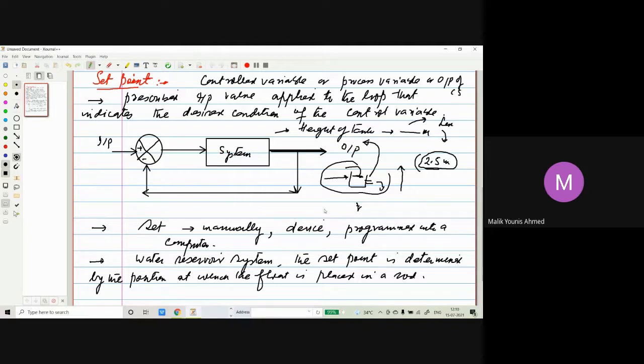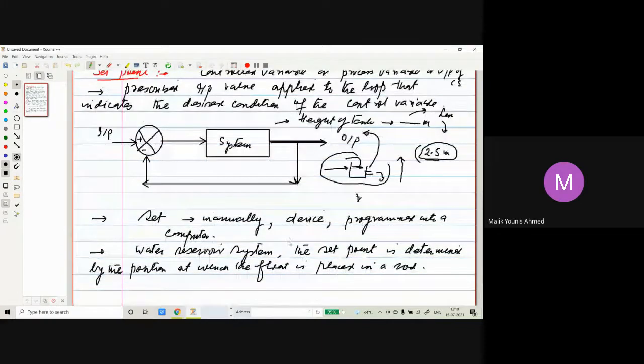You have seen the ball valve like the one in your house. Whenever your tank fills with water, it closes, the ball goes down; otherwise the ball goes up. That's called a linkage mechanism, and the ball attached to it is called the float. So we'll be talking about this in more detail in the coming lectures, how the linkage mechanism works.